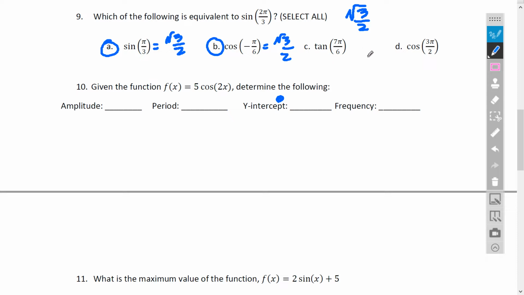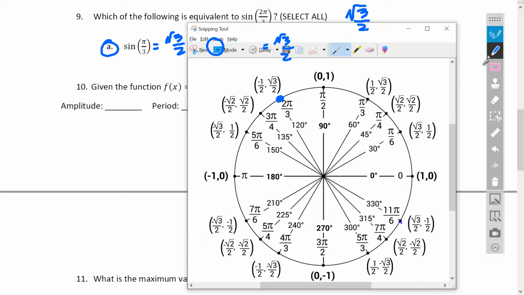Tangent of 7 pi over 6. Okay, so let's look at 7 pi over 6. 7 pi over 6 is right here. The tangent of this angle would be the y-coordinate over the x-coordinate, so negative 1/2 over negative square root 3 over 2. I can already tell you this is probably not going to be the same, but we'll see. It actually might be the same. So we got negative 1/2 multiplied by 2 over square root 3. 2's cancel. Negative 1 over square root 3.